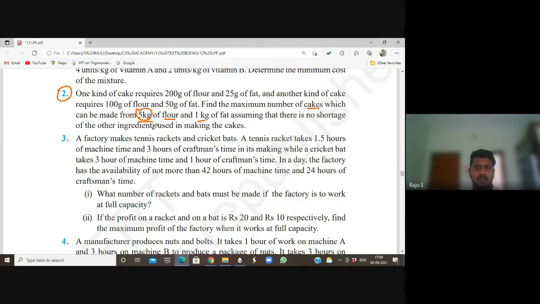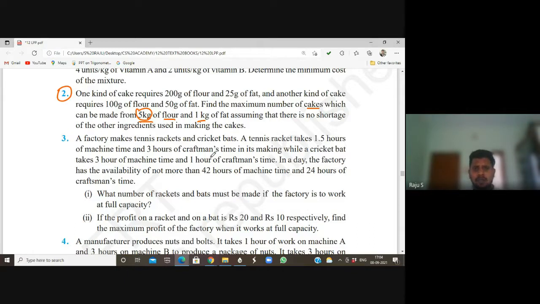No shortage of the other ingredients, right? Fine. With the help of 5 kg flour and 1 kg fat, how many cakes can you make? This is the question. The first kind of cake requires how many grams of flour? 200 grams, and 25 grams of fat. For the second one, 100 grams and 50 grams. Okay. So there is 5 kg of flour and 1 kg of fat.